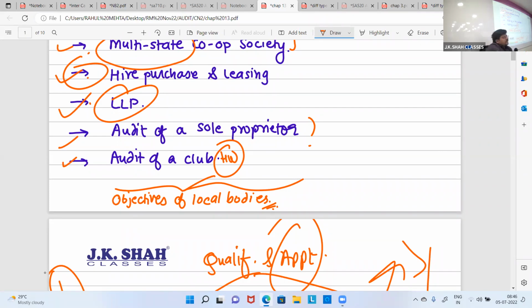If you are the auditor of, say, a local body, you will have to check whether the objectives of the local bodies are achieved or not. So can you tell me what all points will you check in local bodies? Taxes collected, welfare, grants, public hygiene.